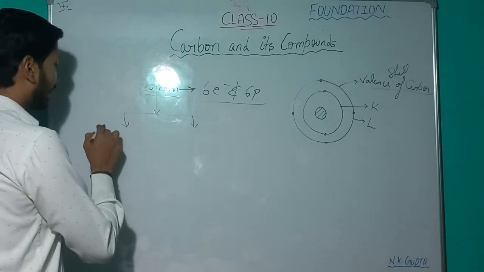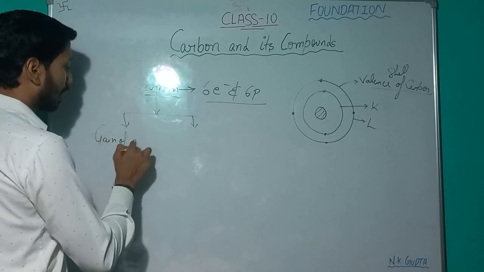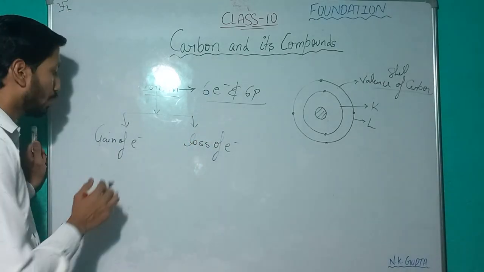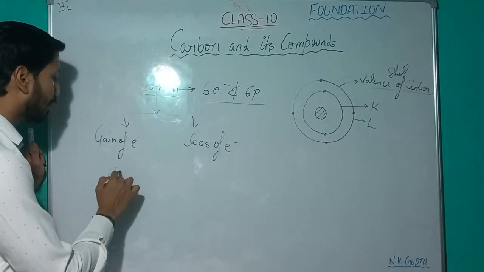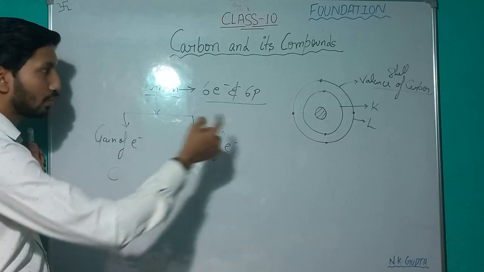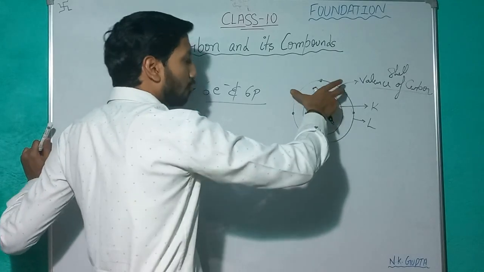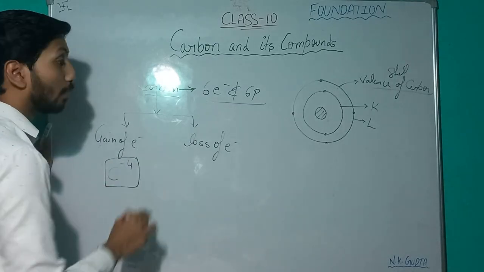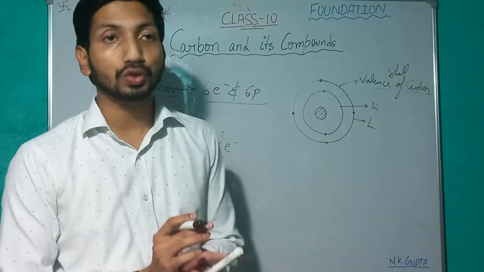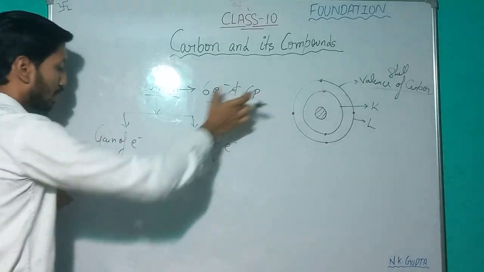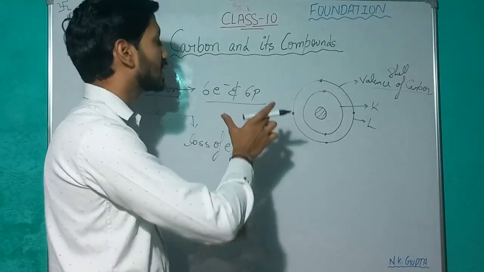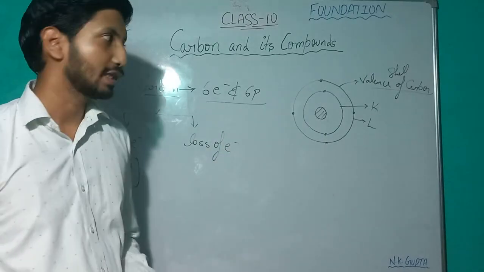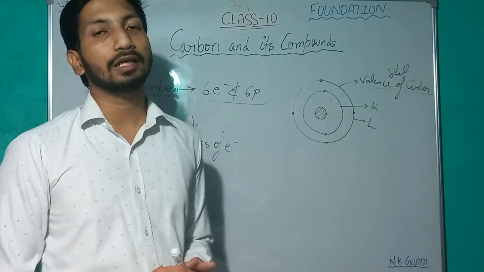That means there are two possibilities: either gain of electrons, or loss of electrons. If we observe gain of electrons, carbon has 4 electrons in its valence shell, and it would have to gain 4 electrons to attain noble gas configuration. But it will not be possible for 6 protons in the nucleus to hold 10 electrons in the shells. Is it okay? So that will not be possible.